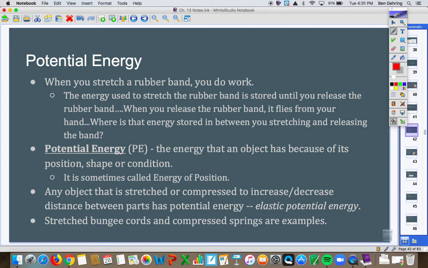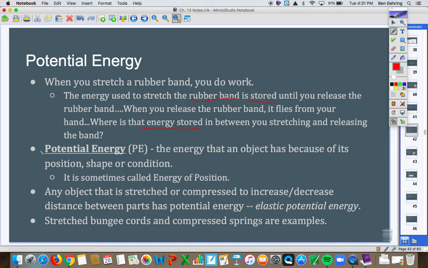When you stretch a rubber band, so if you ever fling a rubber band across the room, when you stretch the rubber band, you're doing work because you're moving it. Energy is used to stretch the rubber band and is stored in that elastic until you let it go. When you release, it flies from your hand. So where is that energy stored between you stretching and releasing it? That is called potential energy.